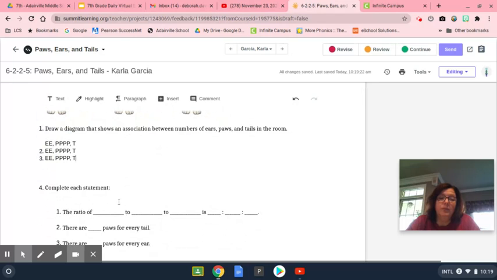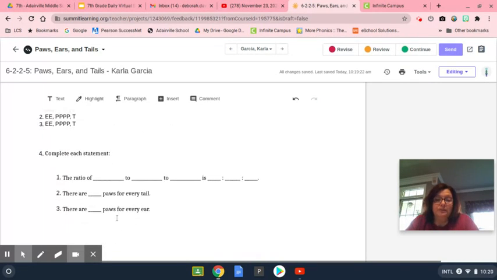Okay, number 2, complete each statement. There was a lot of confusion on these first 3 blanks. The ratio of blank to blank to blank is, and then we have it with colons there. What we're looking for here are 3 words, so 3 items on the cat. The ratio of ears to paws to tails, or tails to paws to ears. You can put those 3 in any order that you want, but make sure that the 3 numbers match the order of words, the first 3 blanks.